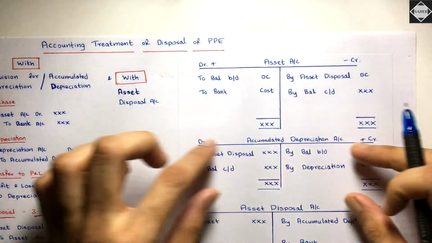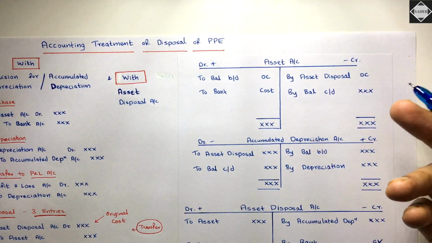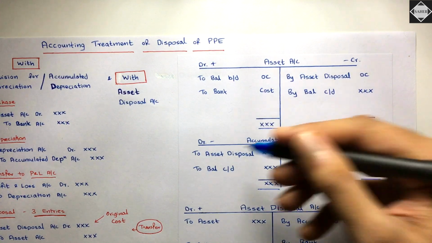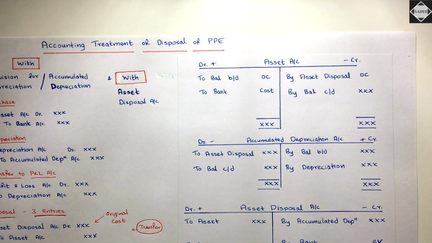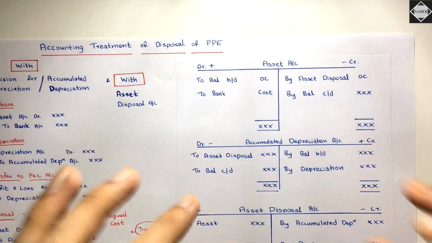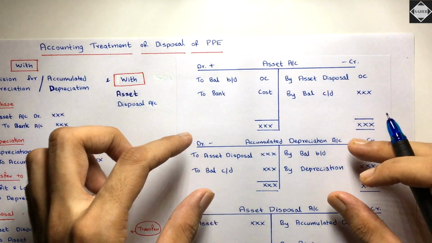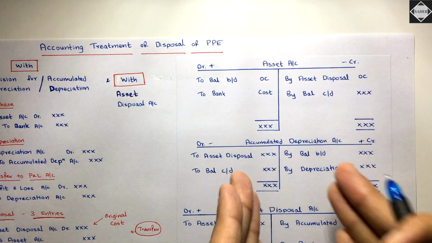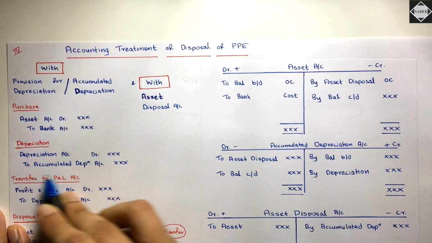Now come to the accumulated depreciation account. Accumulated depreciation has a credit balance, you all know, right? Credit means plus, debit means minus: opening balance on the credit side, closing balance on the debit side. And then what do you do in accumulated depreciation? When you maintain provision for depreciation or accumulated depreciation, you charge the depreciation in this account. This entry: depreciation account debit to accumulated depreciation.